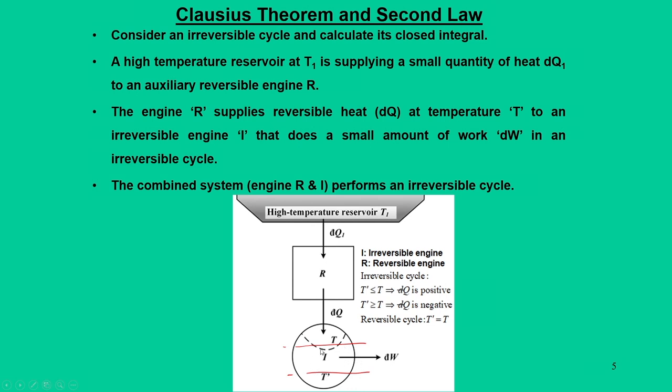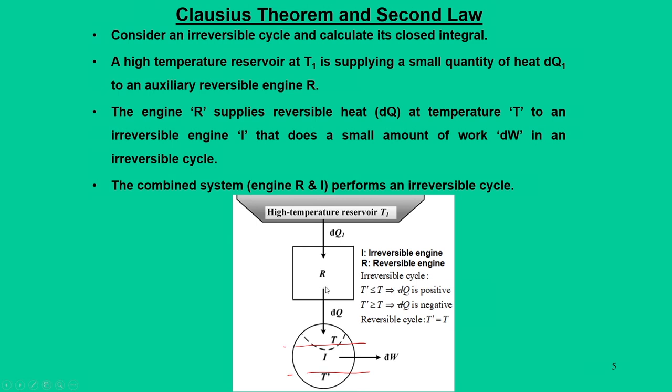reservoirs only for this irreversible engine. It takes dQ amount of heat at temperature T, but this engine also has another partition, as if some invisible temperature source at T dash is sitting there, where the engine is supposed to reject the heat, and it produces the dW amount of work. But what we can see is that when it receives the dQ amount of heat, it is nothing but a heat rejected by a reversible engine.